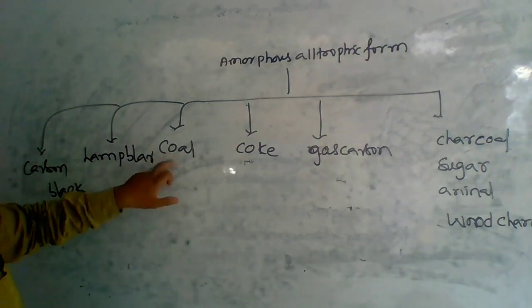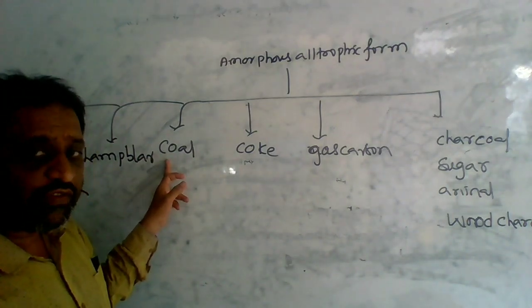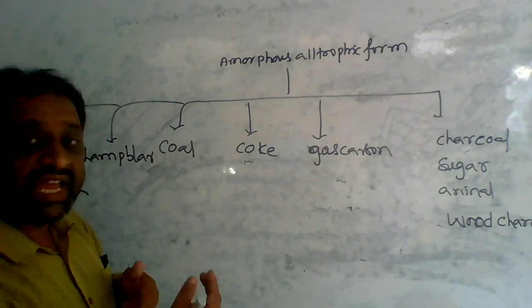Generally, the first amorphous allotropic form of carbon is coal. Coal is obtained from the earth's crust.